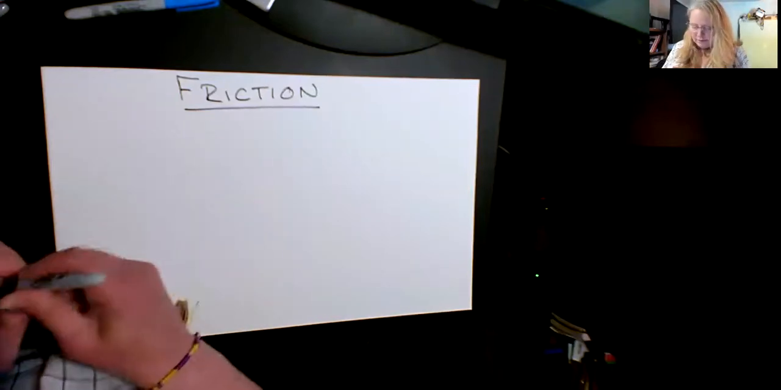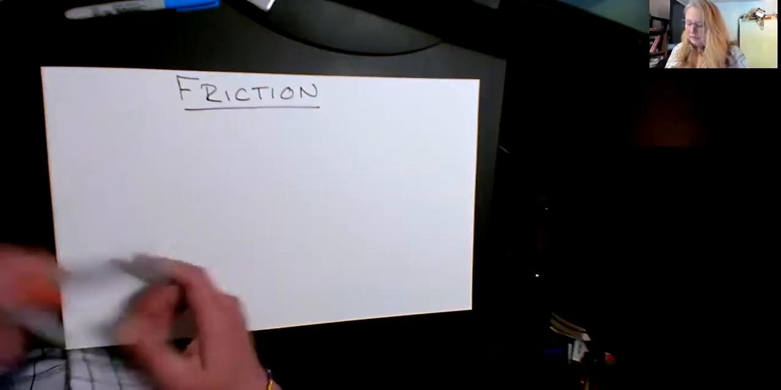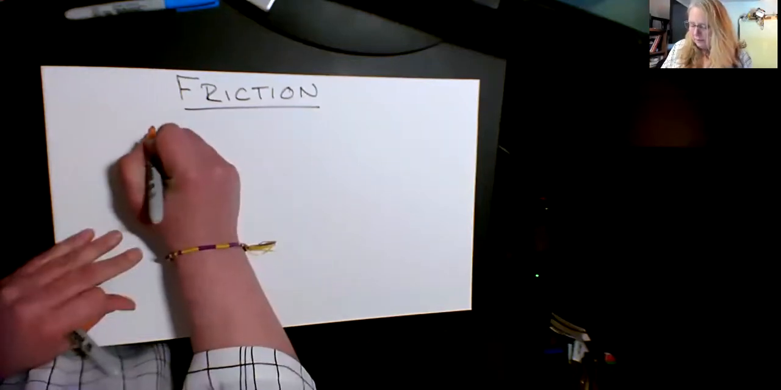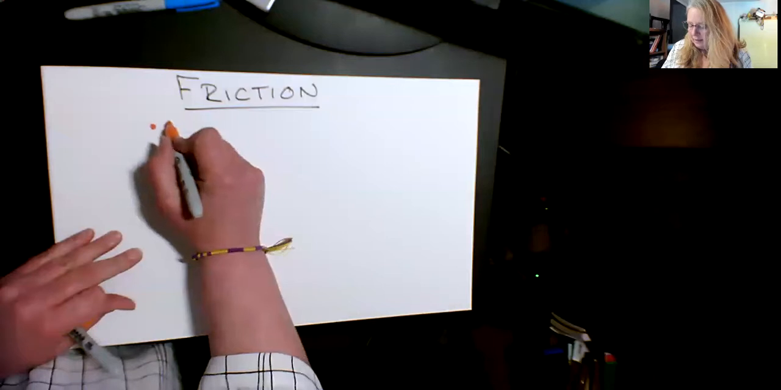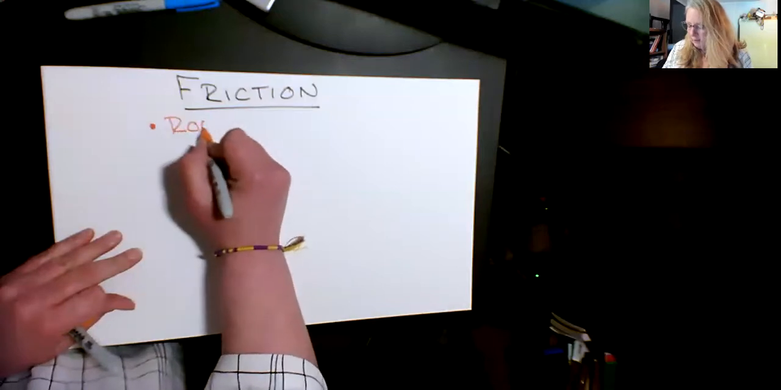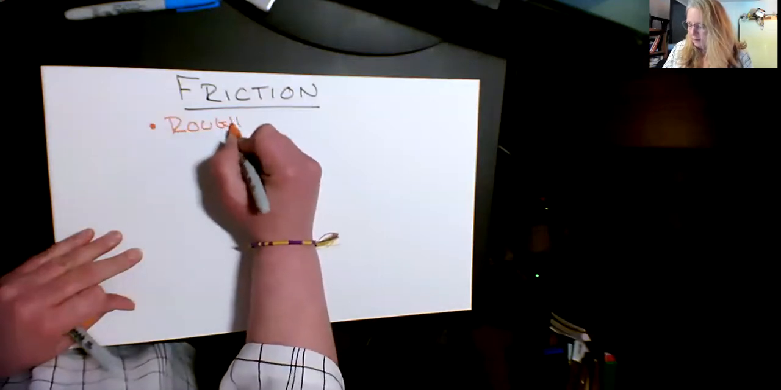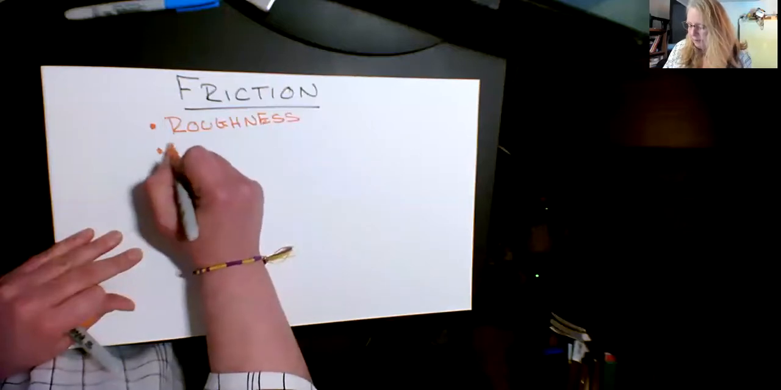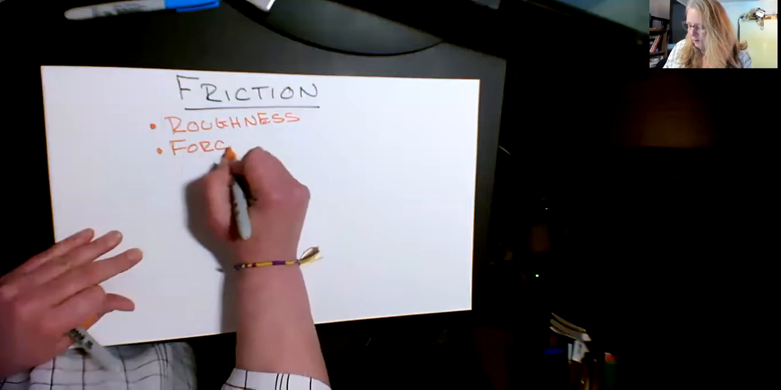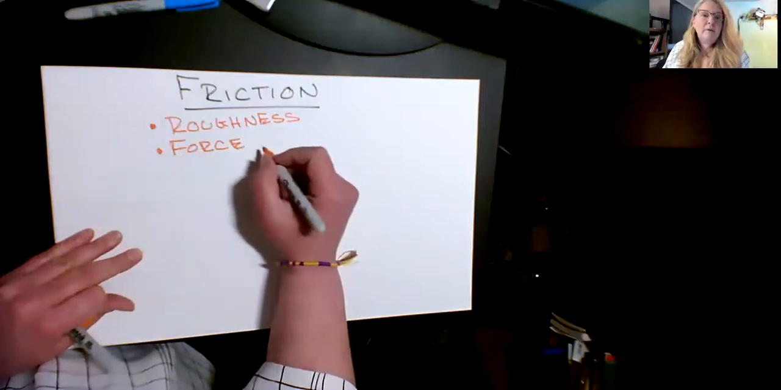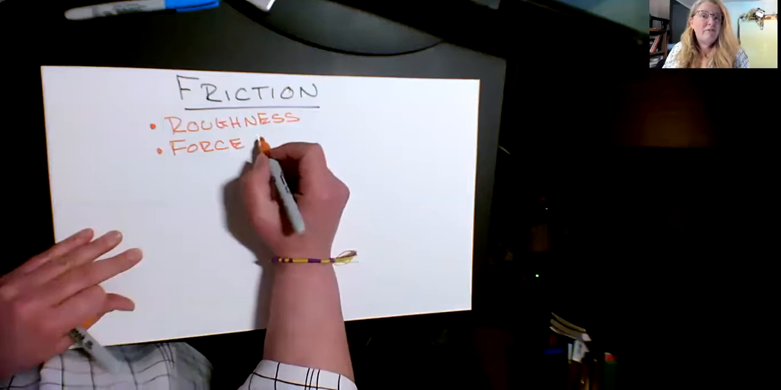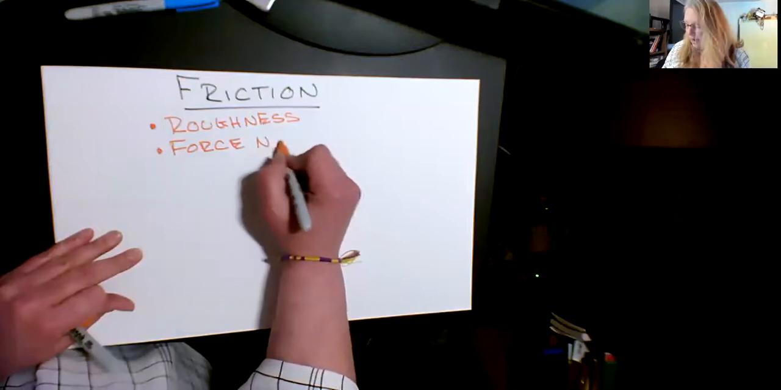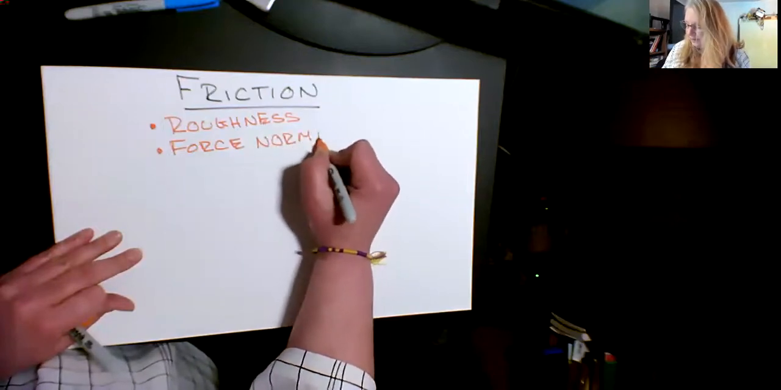So friction, the easiest way to think of it is like the stickiness between two surfaces. So it is defined as the stickiness or the roughness of a surface, in the force normal. So how hard something is on a surface, or how firmly rather, and how sticky that surface is.